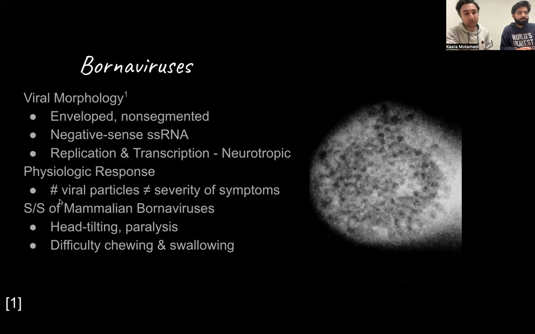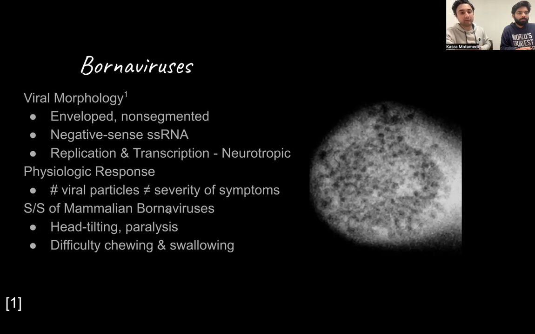In terms of its physiological response, its viral particles are not correlated with the severity of the symptoms, and it is mainly seen in CD3 positive host T cells in the brain. And it is supported by the fact that there are a lot of viral particles.